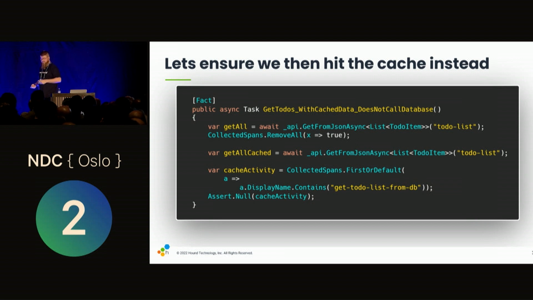So first one, same as we did before, get the to-do list, clear out any spans from that call because we don't care about those anymore. Make the second one and just make sure we don't get it. Make sure there isn't a call, there isn't a span created that has the to-do list from the DB.